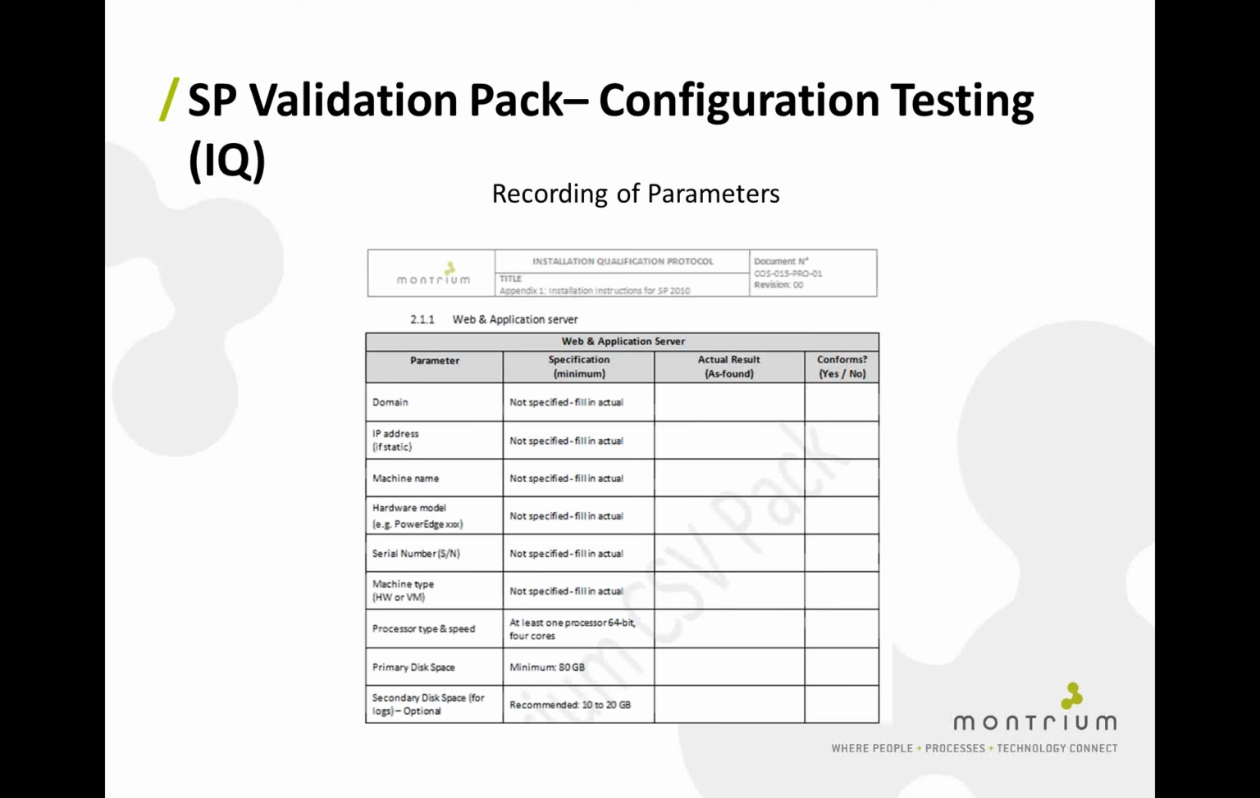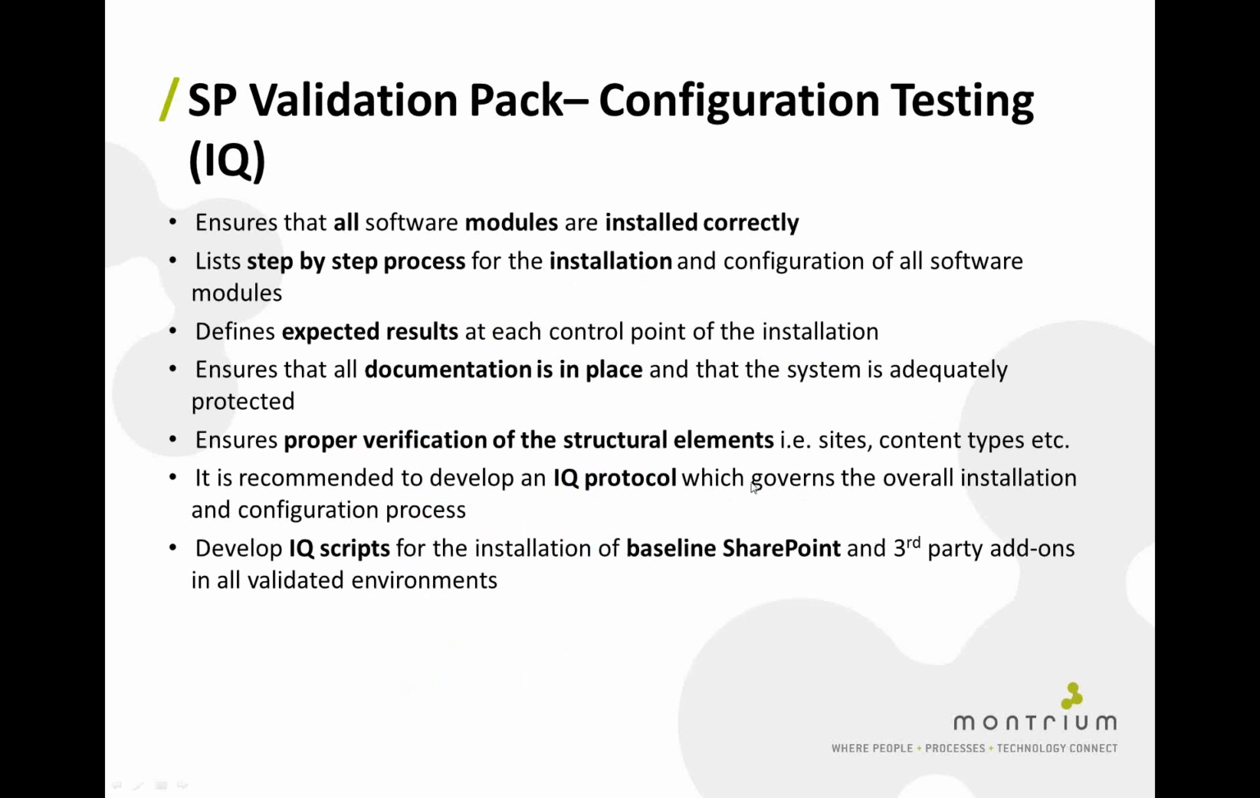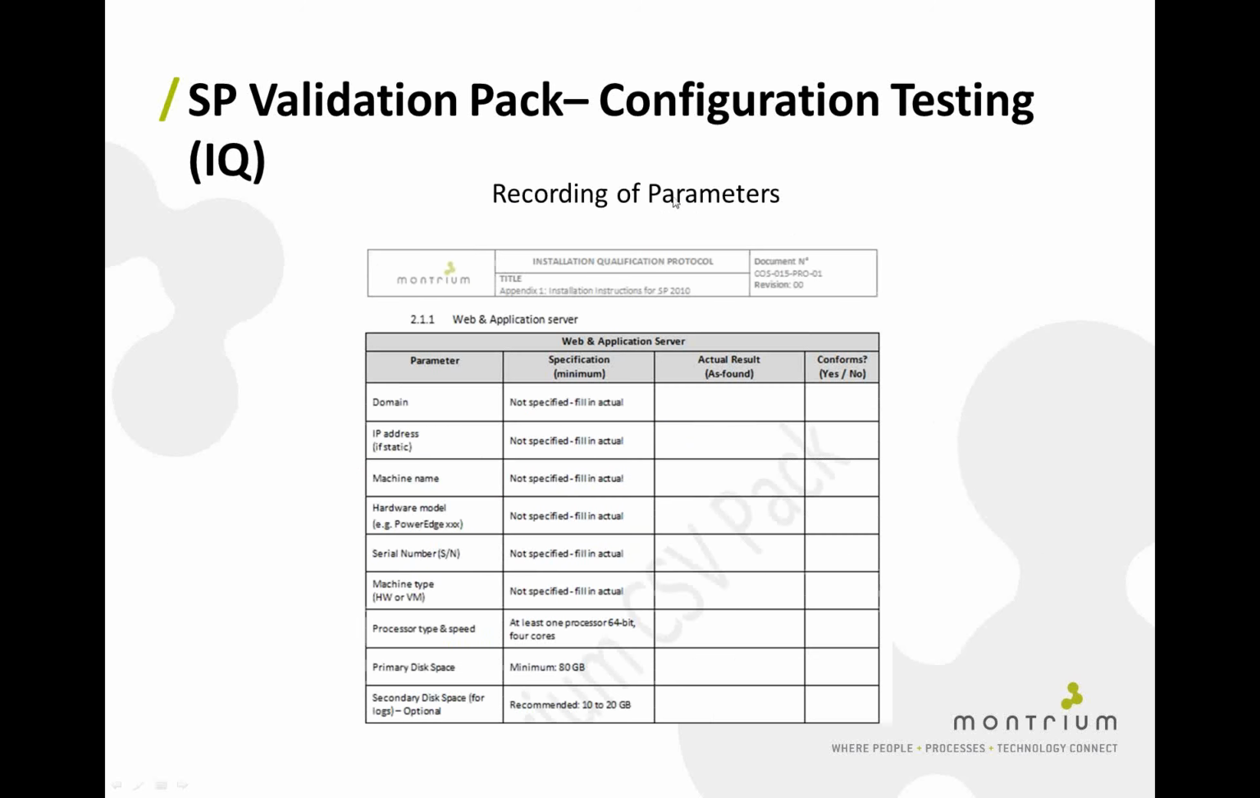So the first thing that we have is really all the parameters. We need to record exactly what the different parameters, the hardware parameters, for example, that we've implemented in the system are. So what we actually expect, the specification, and then what we actually did, the actual results. For example, in the specification we may put domain, it could be, let's say, Montrium, and the actual result was Montrium, so we actually used Montrium.